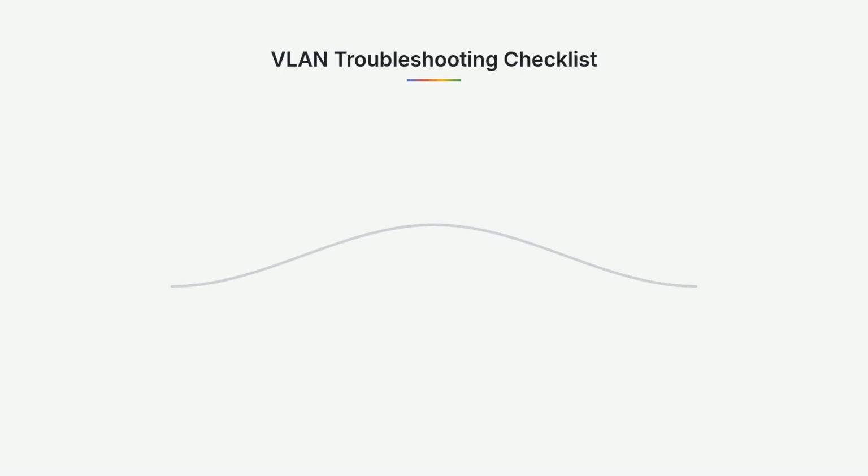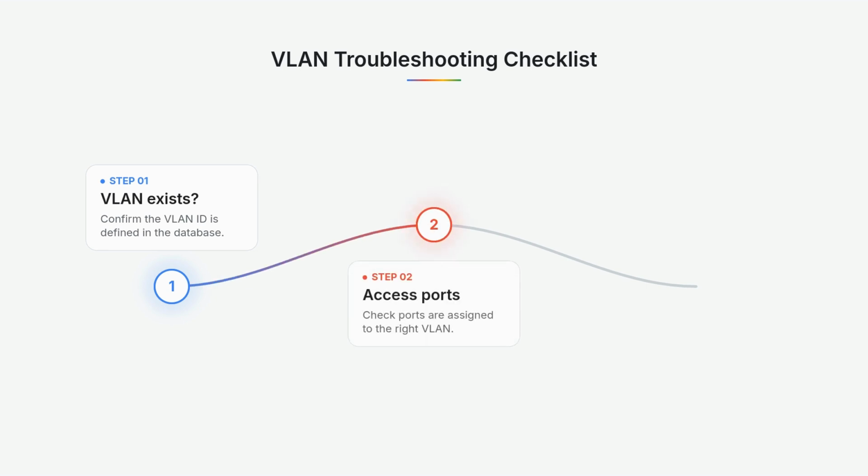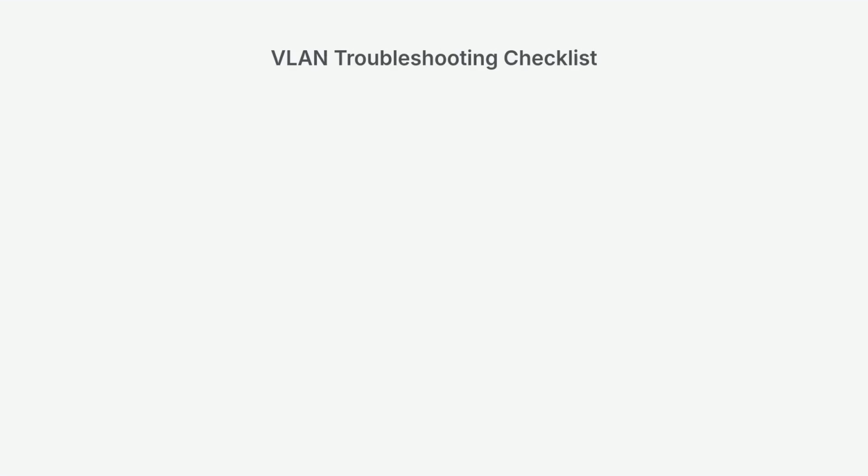When the exam gives you a partial config, treat it like a troubleshooting scenario. Ask yourself, does the VLAN even exist? Are the access ports assigned correctly? And do the trunk settings actually carry that VLAN all the way across the path?